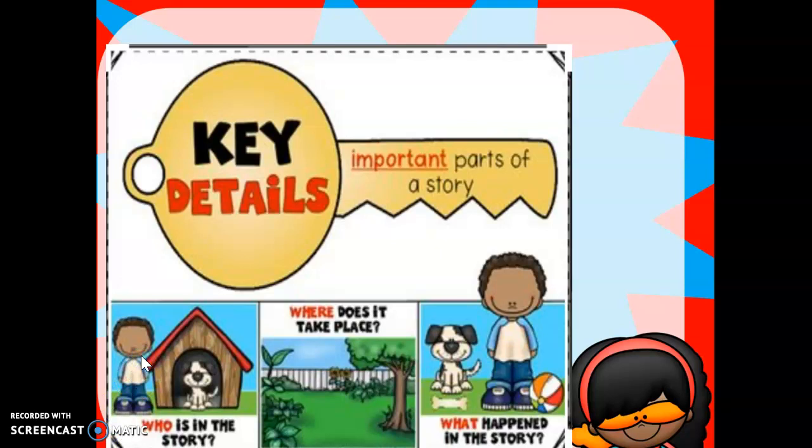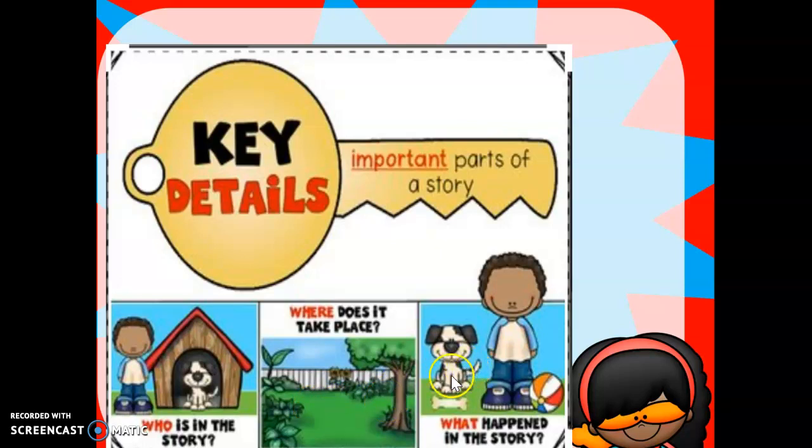Here, let's take a peek at our anchor chart. Key details. Key details are important parts of the story. In here, we see they're using the illustrations to identify who is in the story. This illustration is showing us that it's a little boy with a dog, so we know that those could be the characters from the illustration. The next illustration is telling us, where does it take place? Well, we see that this is a yard. Could be a backyard or a neighbor's yard.